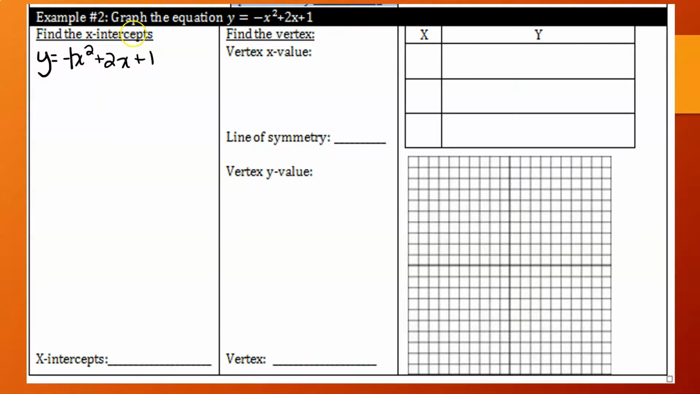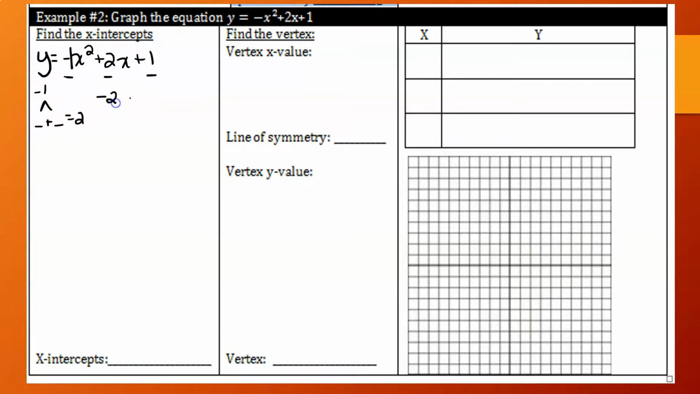Now we're ready to find our x-intercepts. There are two ways that we can find our x-intercepts. The first way I'm going to try is factoring. I'm looking for two numbers that multiply to be a times c and add to be b. So I'm looking for two numbers that multiply to be -1, but add to be 2. Is this factorable? What do you think? You should have said no. There is no whole number or integer that multiplies to make -1 and adds to be 2, which means I need to use my quadratic formula.